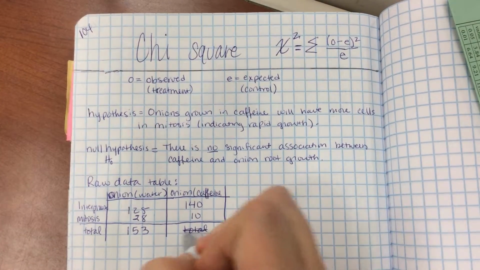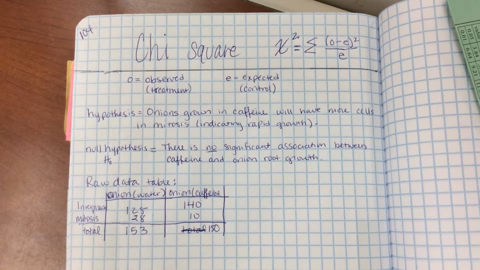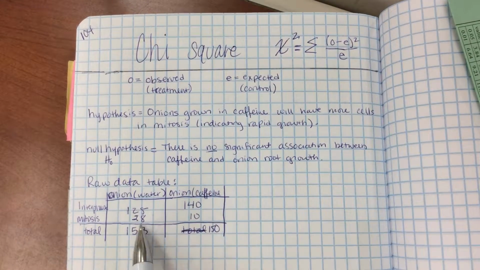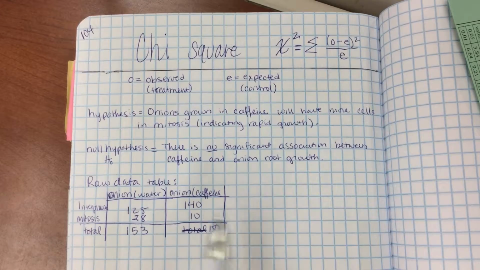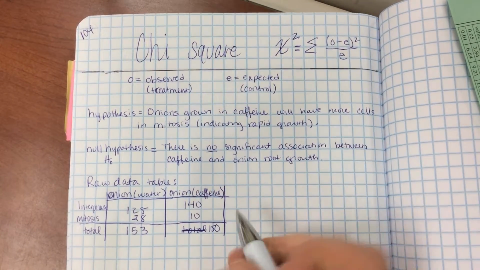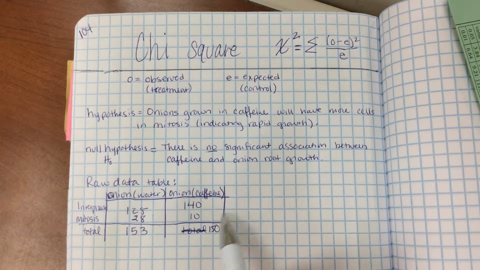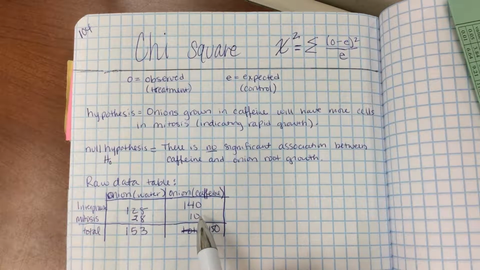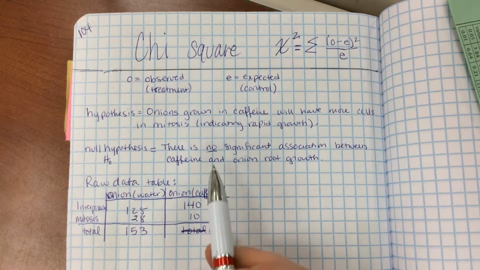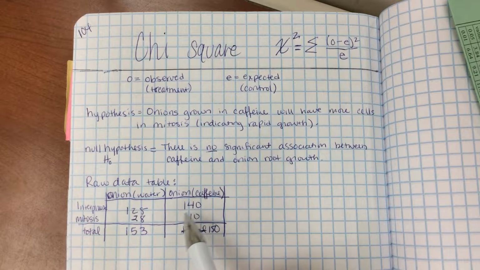When I look at this, it may look like the caffeine perhaps stunted the growth of the onion. Just looking at the raw data, students might say that the onions grown in the caffeine don't have more cells in mitosis, so the caffeine is slowing the growth.